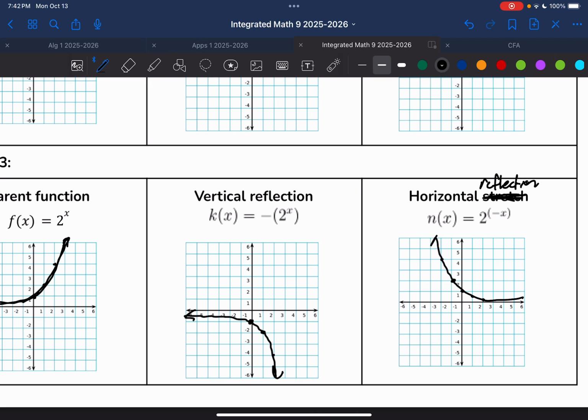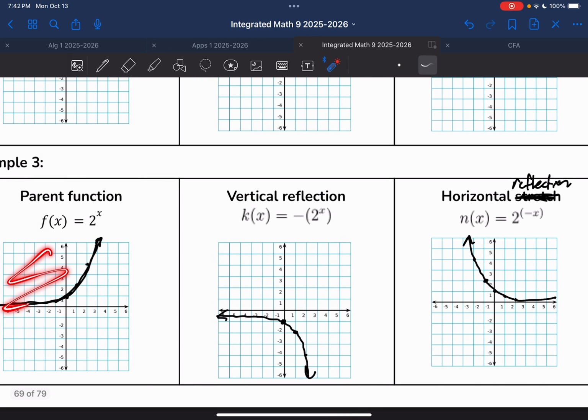And as a result, we've taken everything from the right side of the graph, what used to be on the left side of the graph, and we flipped it over to the right side of the graph. And everything that used to be on the left side of the graph, we flipped it over, and it's now on the left side of the graph.